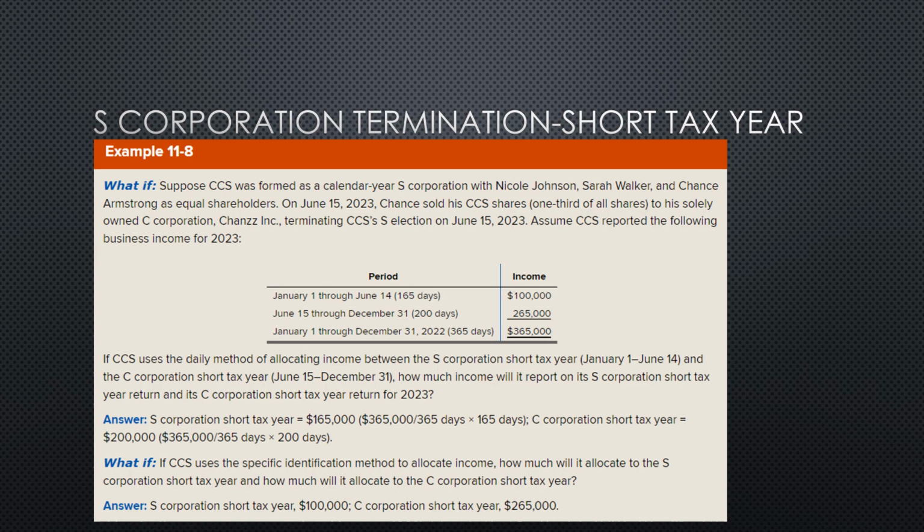And then for the C corporation, we have a short tax year of 200,000. So we take 200 days, divide by 365 days, and we multiply by the full amount of 365,000, and that's what we get, 200,000. If we use the specific identification method, then we just take the amount earned as an S corporation, which is 100,000, and then the amount earned as a C corporation, which is 265,000.